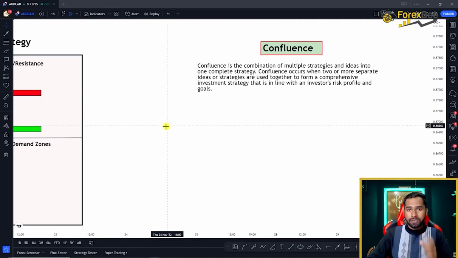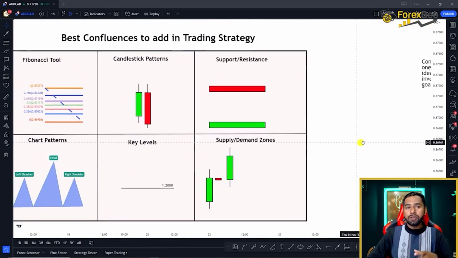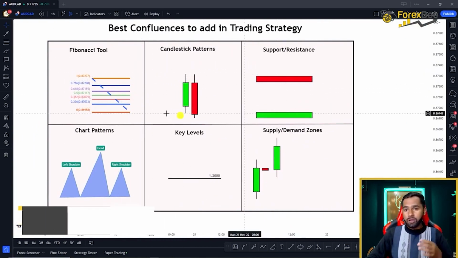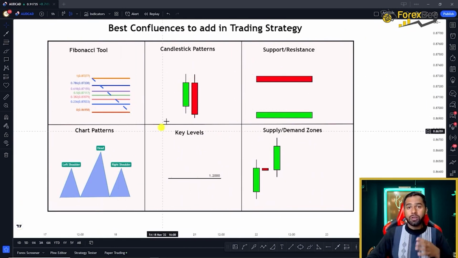This was a very basic example. So here we can see a chart of a few of the very good confluences that can be used along with each other or along with any analysis that you're doing. First one is the Fibonacci tool, and second one is the candlestick patterns. Then we have the support and resistance zones, the chart patterns, key levels, and supply and demand zones.